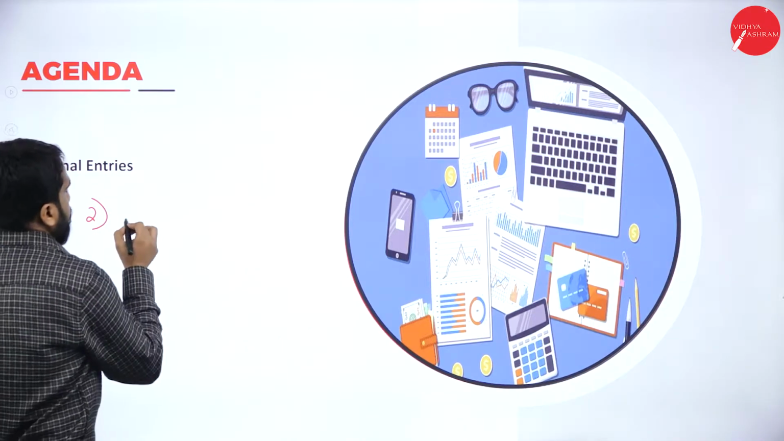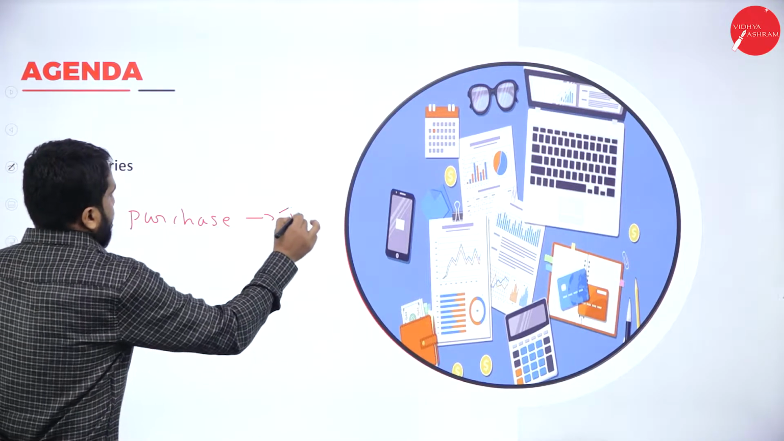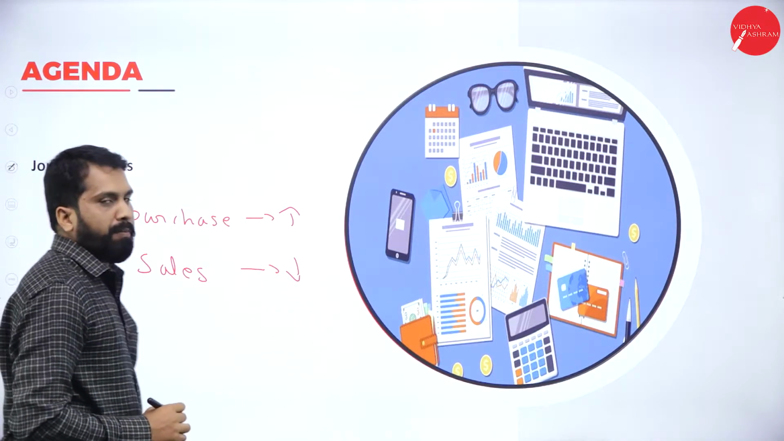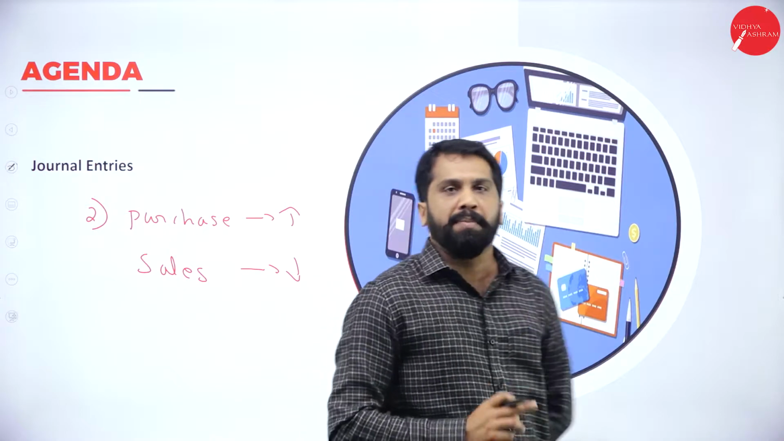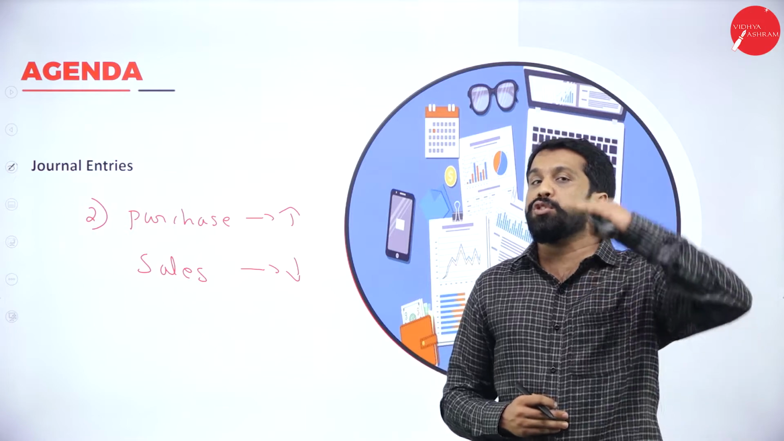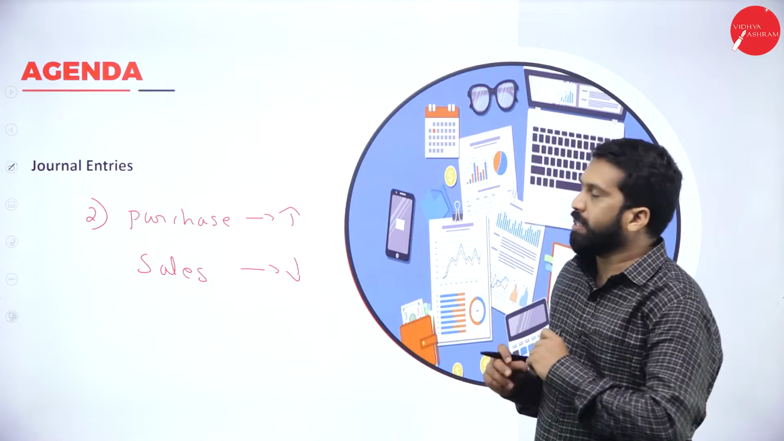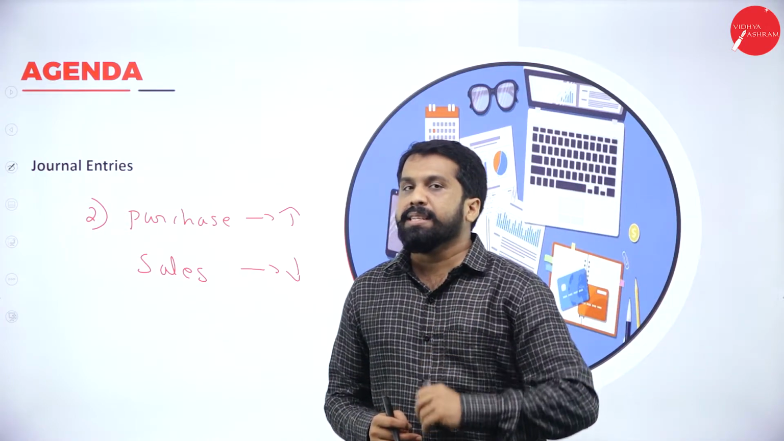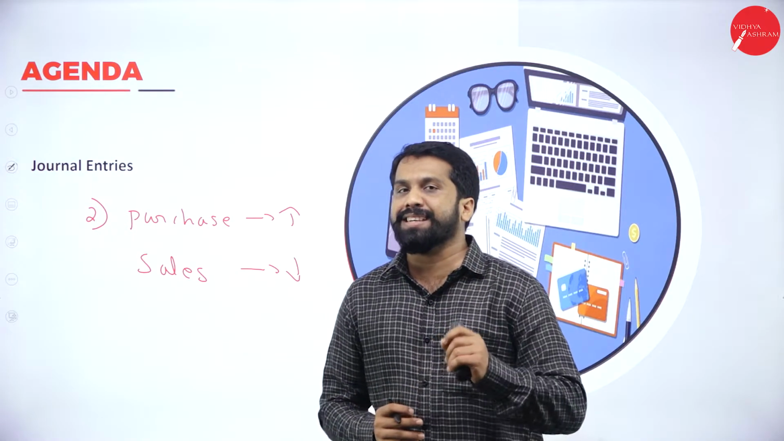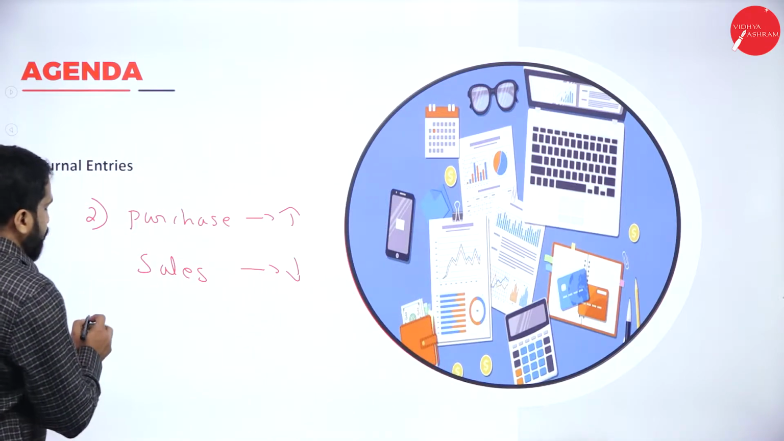Second one: purchases always up, sales always down. Purchases always up as well as sales always down. Purchase of goods, purchase should always be up. Purchase never comes down. Similarly, sales always down only. Sales will not be debited. Sales always credited. Clear? Yes. This will be your logic number 2.